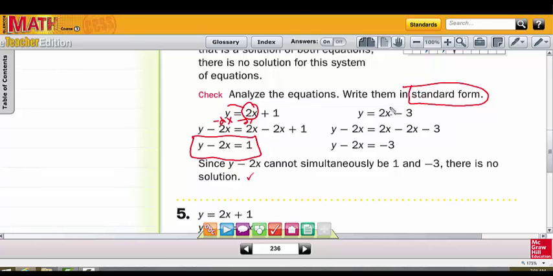If we do the same thing here, move the 2x over to this side, it becomes negative right here, and we have y minus 2x equals negative 3. Well, the algebraic solution to the fact there is no solution to this equation is this right here. If you say that y minus 2x and y minus 2x are the same thing, how can the same thing be both 1 and negative 3 at the same time? It makes no sense. There is no solution.